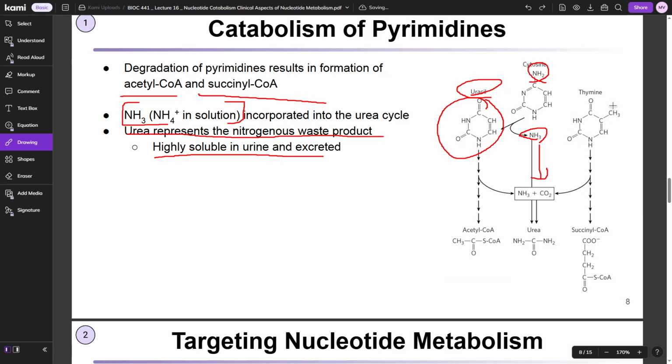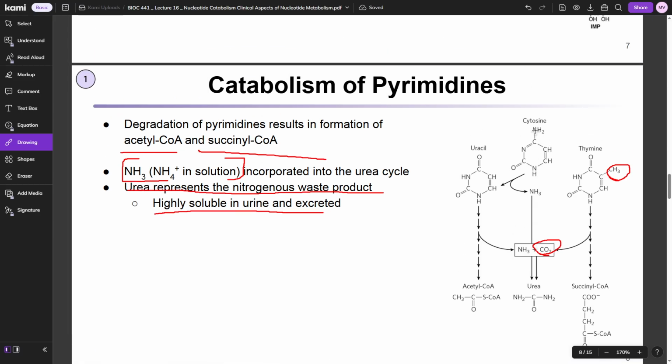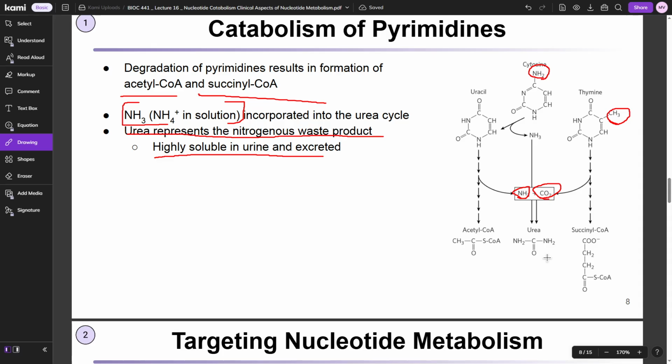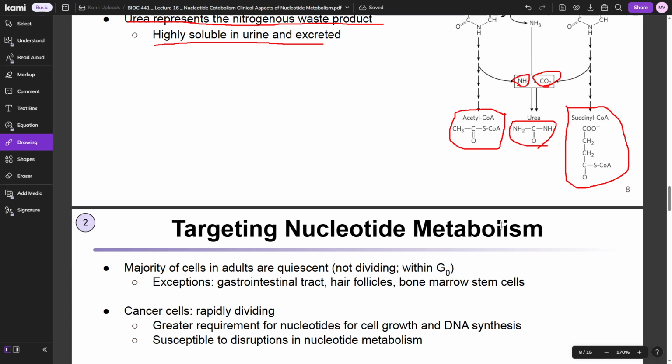And this extra carbon that was added from THF is released as CO2, which can be used to make urea, basically. So this carbon here is this carbon, if you want to think of it like that, and then the cytosine, this N is this NH2 here, and so we make urea, succinyl-CoA, and acetyl-CoA that we can then use in our citric acid cycle and stuff like that.